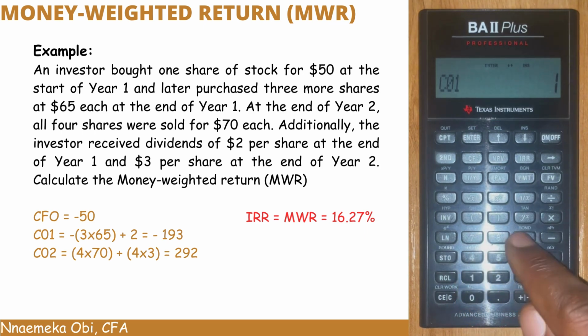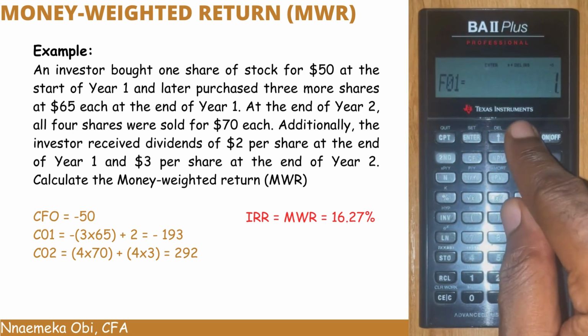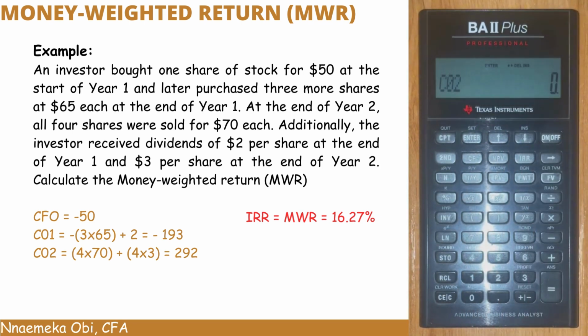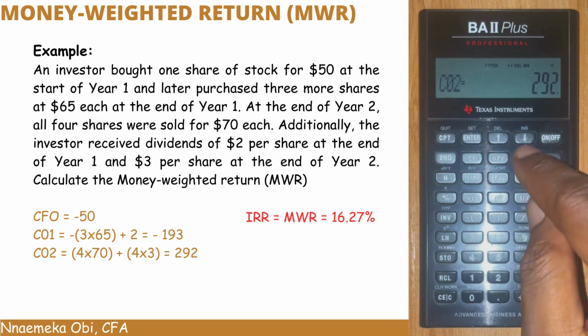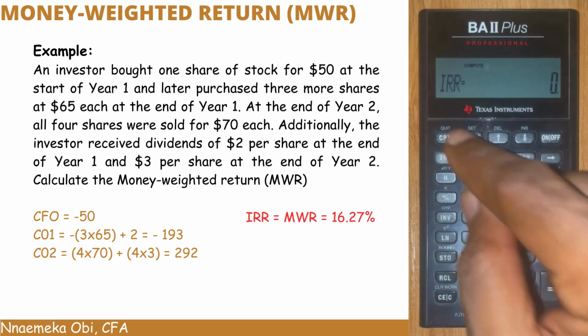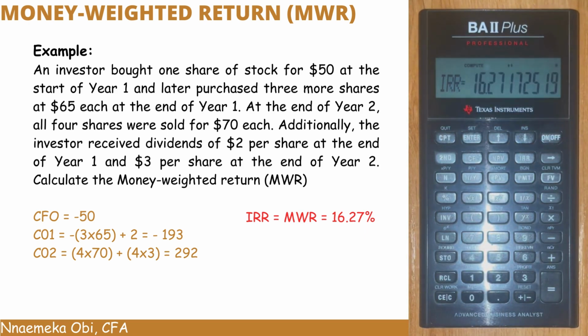So we'll press 193, then minus, then enter, then arrow down, and arrow down again. At time two, our cash flow is 292. So we'll press 292, then enter. Now we are going to press the IRR button on the calculator, then press compute. So the internal rate of return, which is also the money weighted return in this case, is 16.27%.